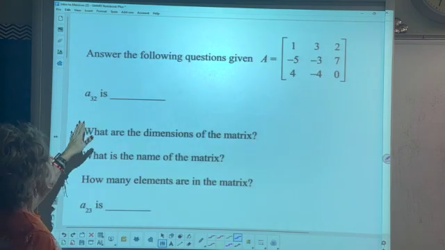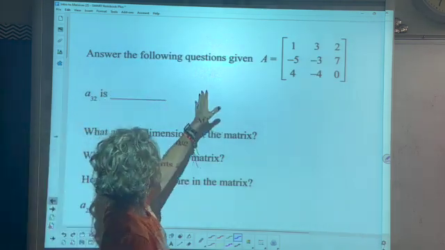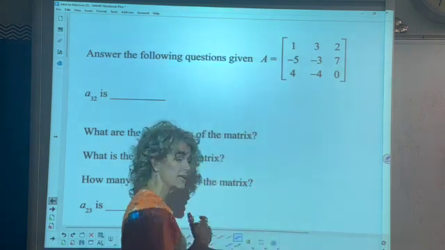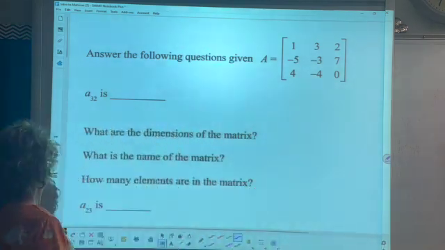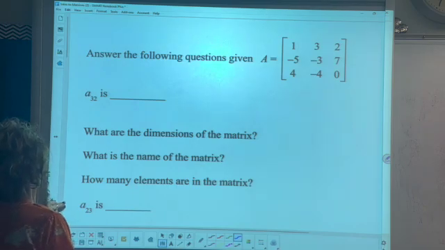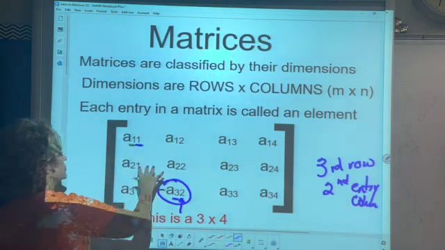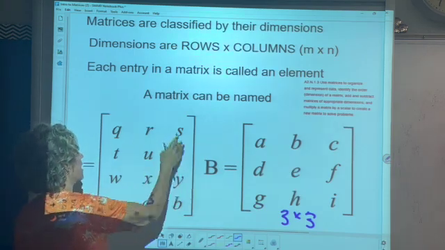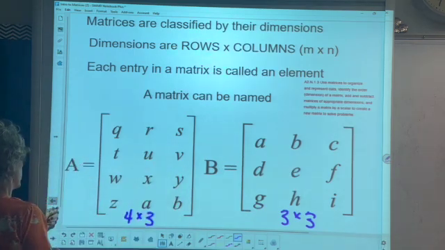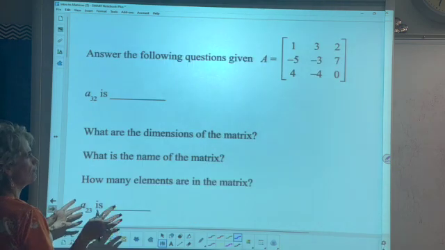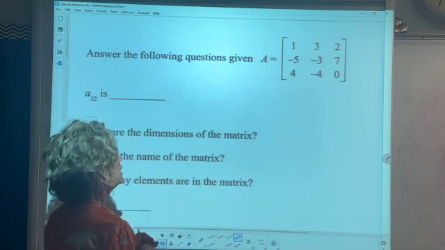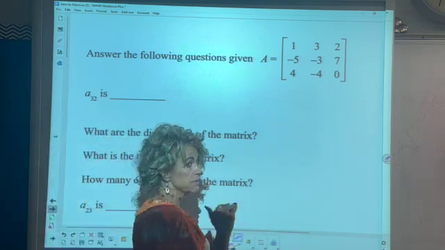Yeah. Okay, so we're going to answer the following questions given this matrix. This is a matrix of numbers. We can have an algebraic matrix like what we had before. These are algebraic matrices. We have variables in for some of those elements, which is no different. We'll gradually work into those. We're going to take this kind of slow and steady.